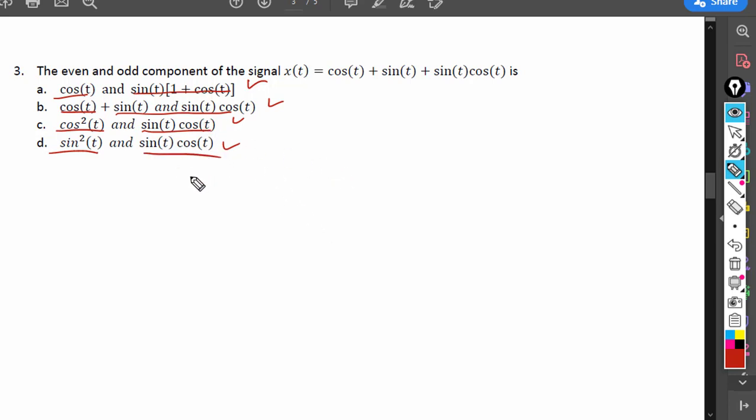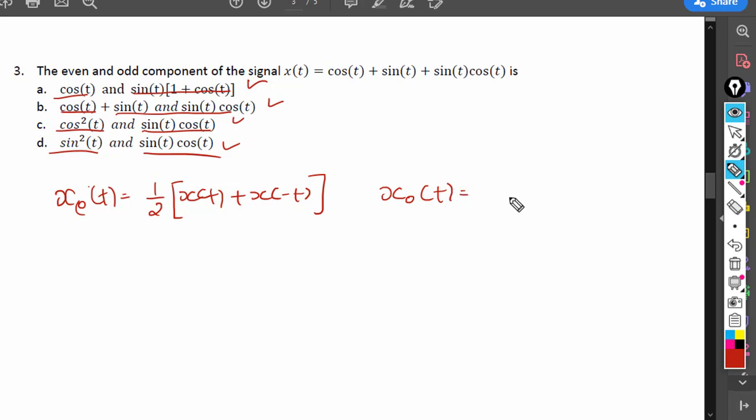So for that we have to use the formula. The formula to get the even component of the signal, xe of t, is half of x of t plus x of minus t. To get the odd component of the signal, xo of t, is equal to half of x of t minus x of minus t. This is to get the even and this is to get the odd component of the signal. So we'll look one by one.